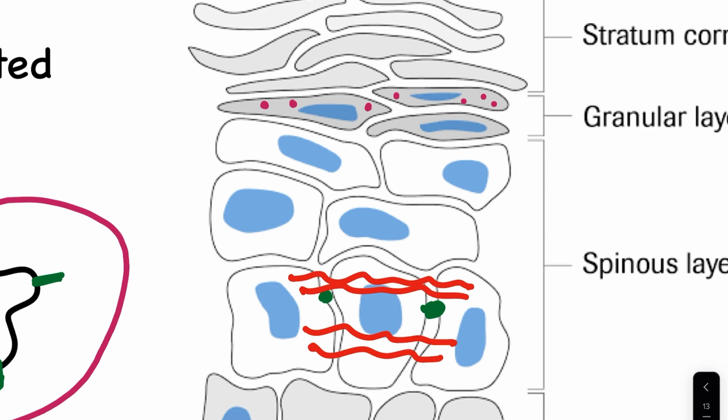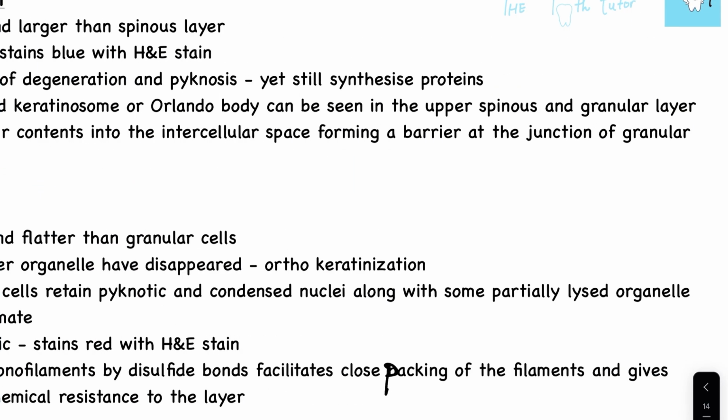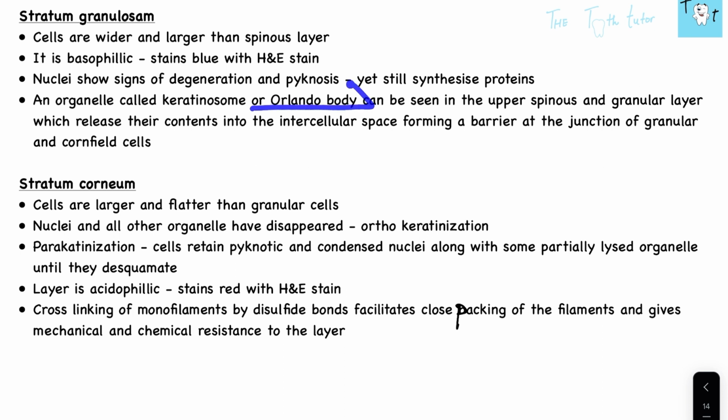And they will release some substance into these intercellular spaces. Okay, and this substance will form a barrier between the cornified layer and the granular layer, and this will affect the permeability of the overall oral mucosa. So this is the significance of the Odland bodies or keratinosomes.